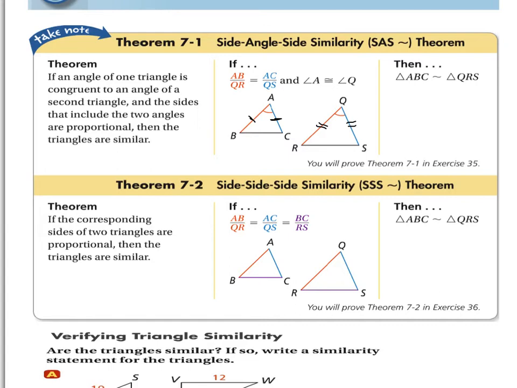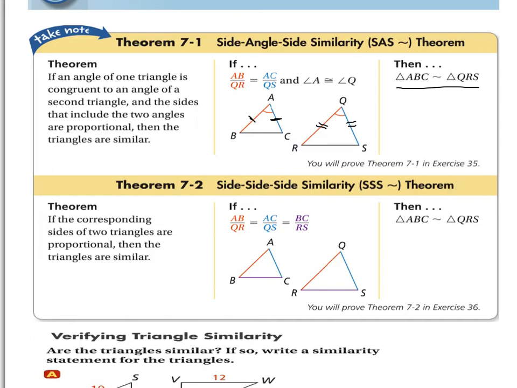And you have to check that when you're going through to prove that those are similar to each other. If they're proportional and one of the angles in between that is congruent, then we can say that they're similar. The second one is the side-side-side similarity.